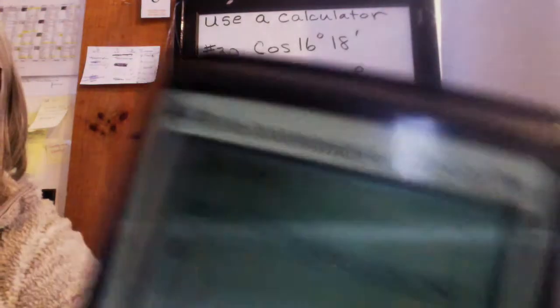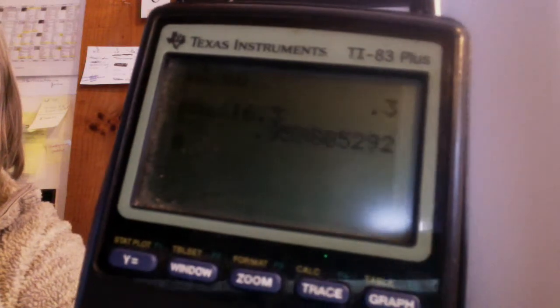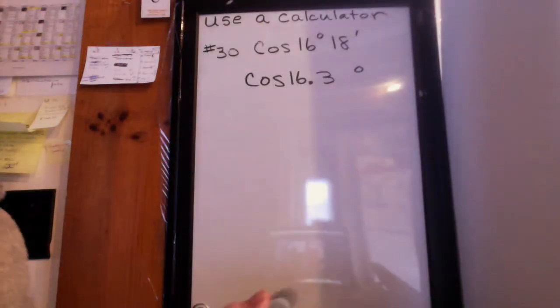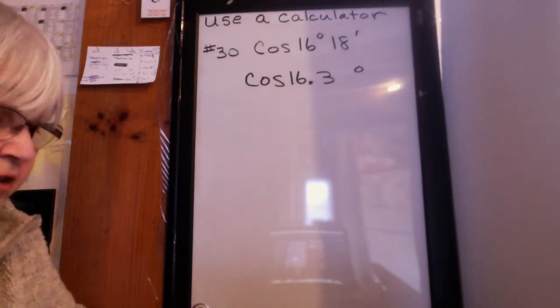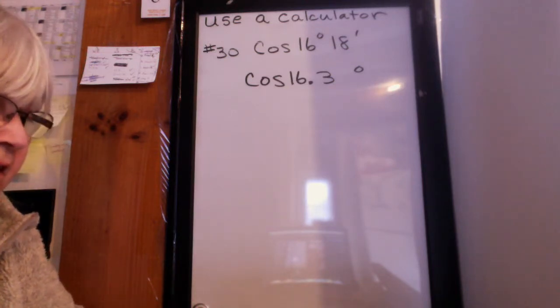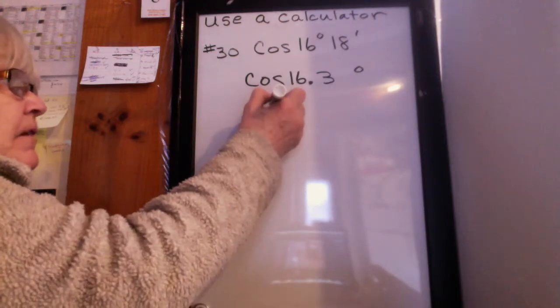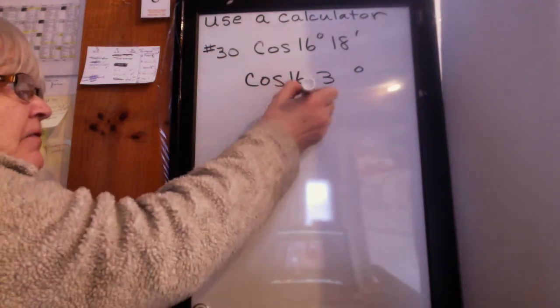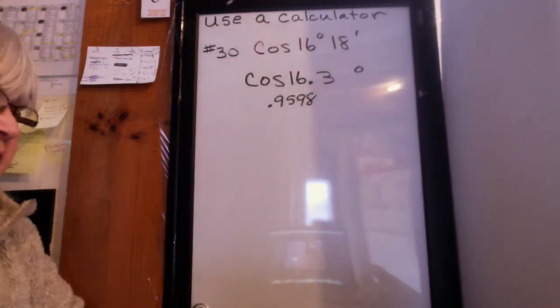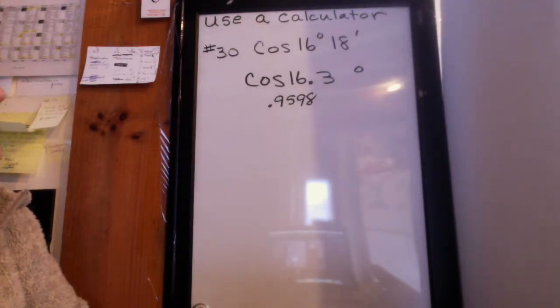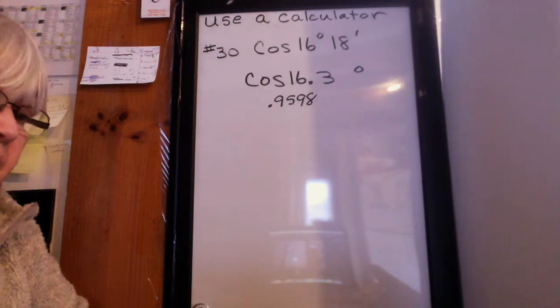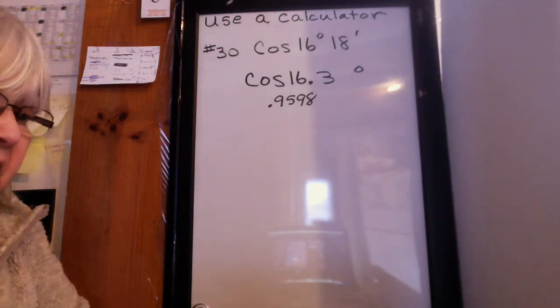And once you do that, you can read a decimal off of there. We want a decimal to 4 places. The directions in the book say to round to 4 places, so the answer comes out to be 0.9598. So that's the decimal equivalent for cosine of 16 degrees 18 minutes. All right. Let's try another one.